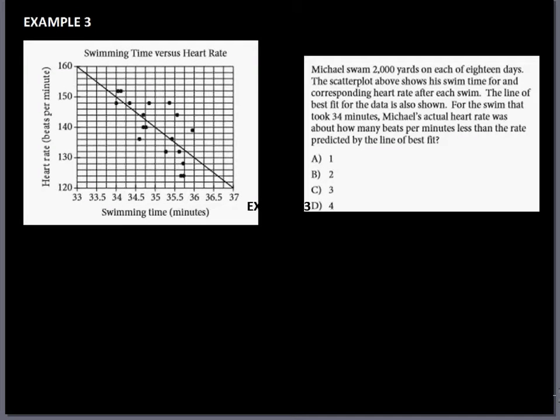Okay, let's look at our example 3 that deals with swimming time versus heart rate. So Michael swam 2,000 yards on each of 18 days, and the scatter plot above shows his swim time and corresponding heart rate after each swim. The line of best fit, and remember we are looking at best fit lines of the data, is also shown. That means this straight line here.